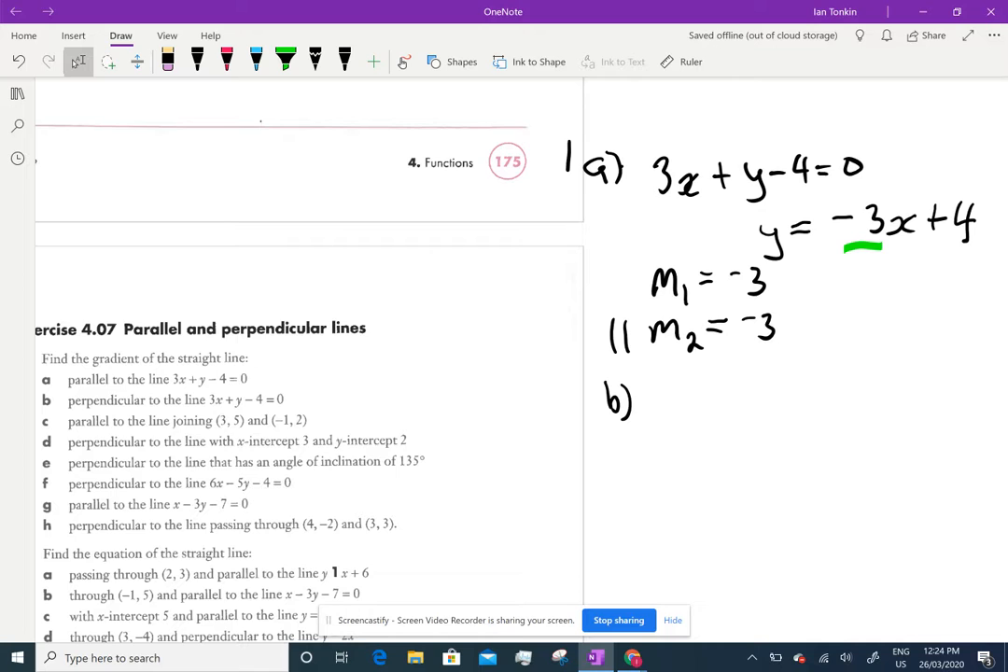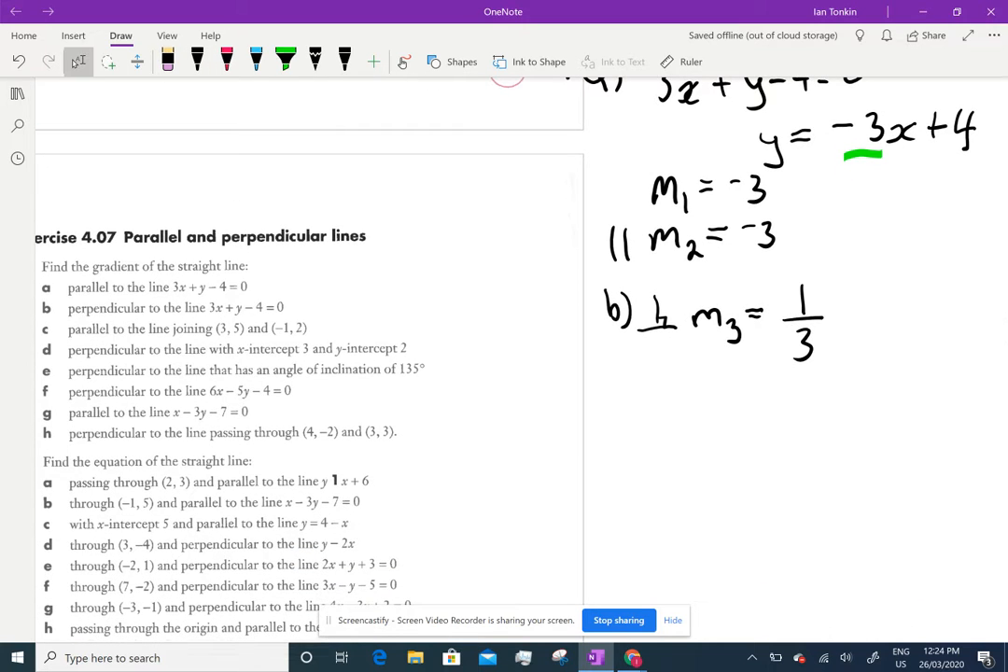Perpendicular to that line. Well, that line is exactly the same. So therefore, the perpendicular gradient, and let's use another one, M3, is a negative reciprocal. So turn it upside down and change the sign. So perpendicular, the gradient is a third.